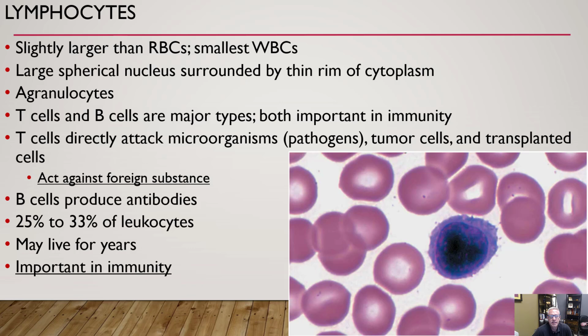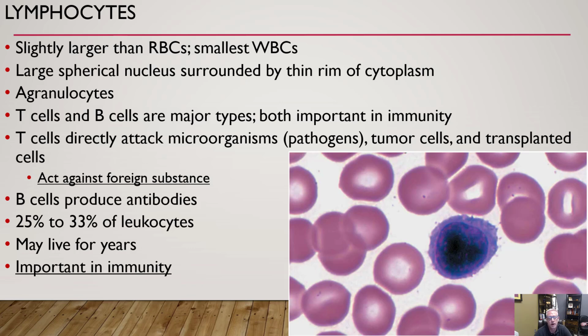So T cells actually directly attack microorganisms or different pathogens, tumor cells, transplanted cells. So they are going to attack against any foreign substance that enters our body. B cells are going to produce antibodies, and they can live for years.